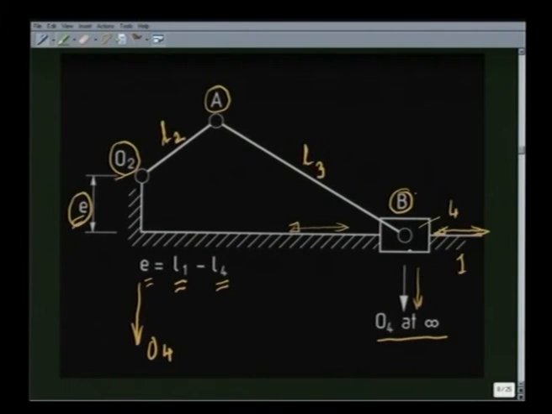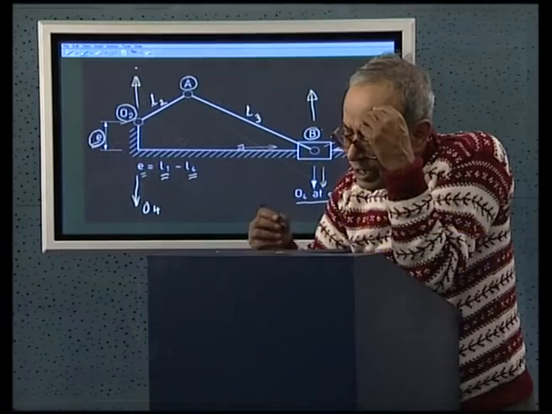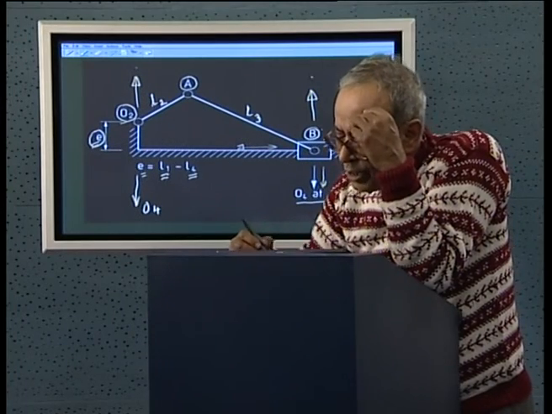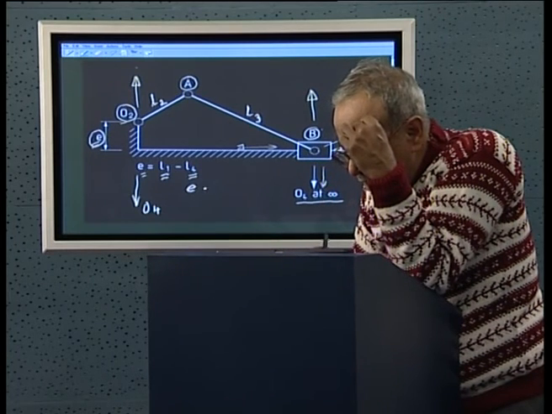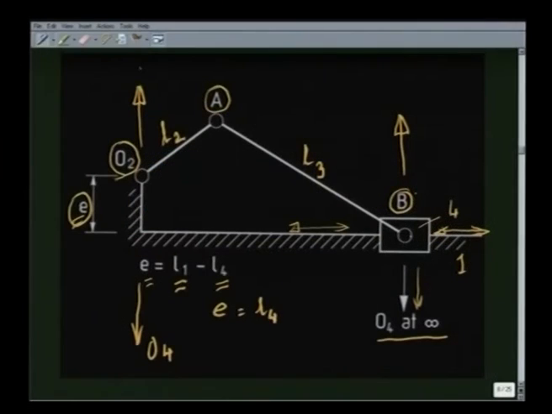Now, I could have considered this O4 at infinity in the upward direction, that is, O4 is at vertical infinity in the upward direction. Then what we see is O2O4, which is L1, and this O4B, which is L4. I would have got E equal to L4 minus L1.